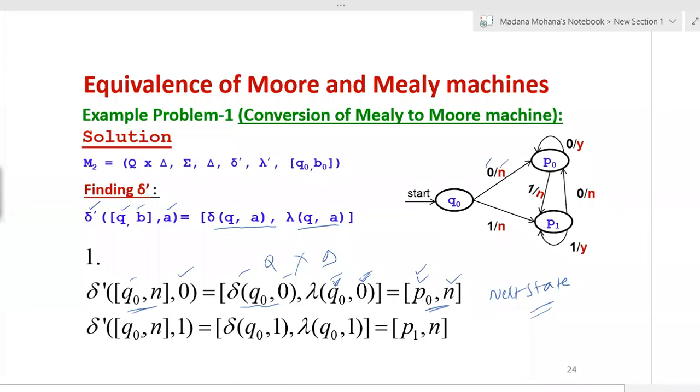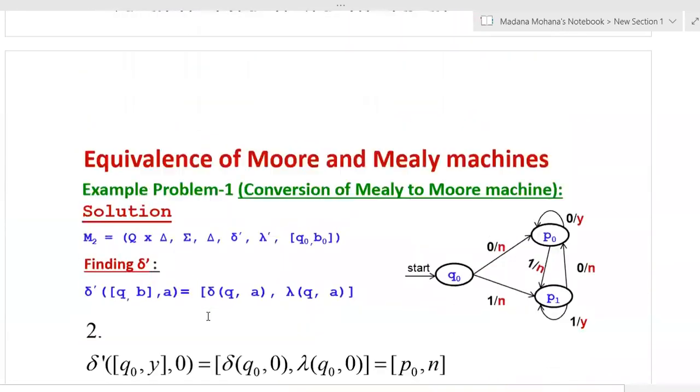Similarly on input 1, delta dash of (q0, n) on 1 equals delta of (q0, 1), lambda of (q0, 1). Now from the state q0 on input 1, what is its next state? Q0 on 1, its next state is p1, therefore p1. Then the output of state q0 on input 1 is n. So now here (p1, n), this is again the next state of our equivalent Moore machine. Now for the first state, two transitions are completed.